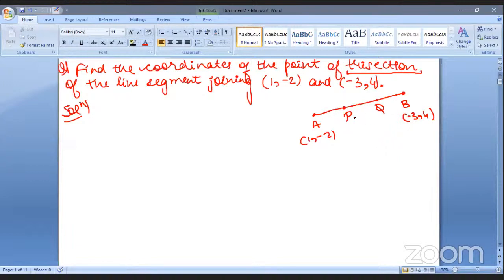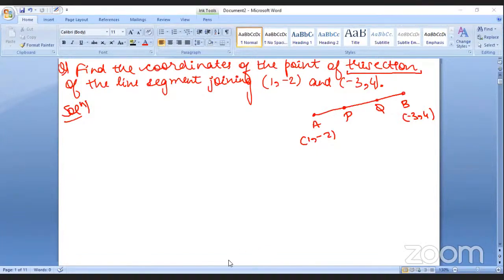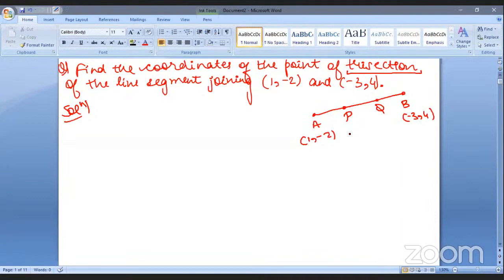Anybody has any idea how we may proceed? Or shall I? Yes, ma'am. For the P point, we can take the ratio as 1:2. Aha, very good. Anybody else? No, the same procedure. Okay, great. So absolutely correct.